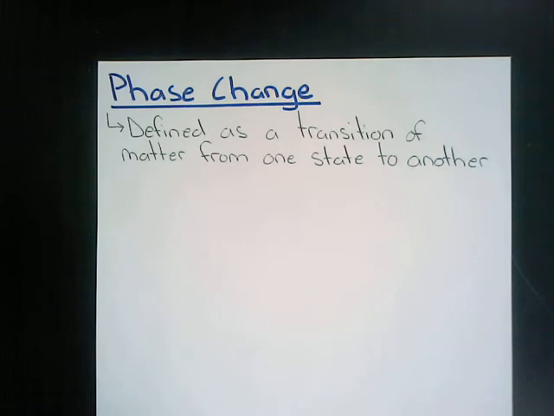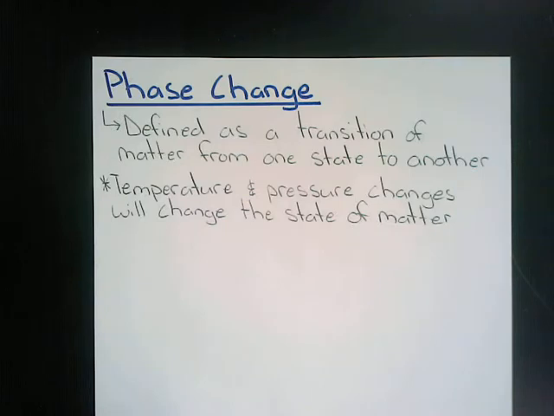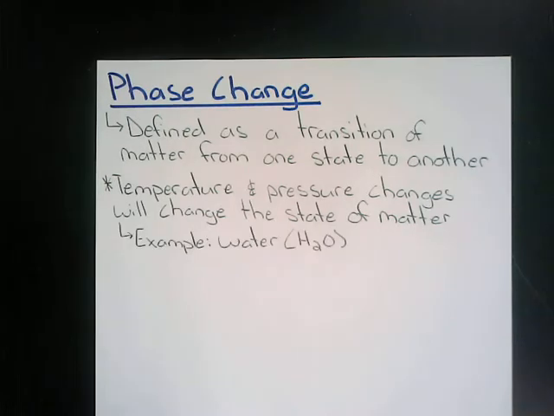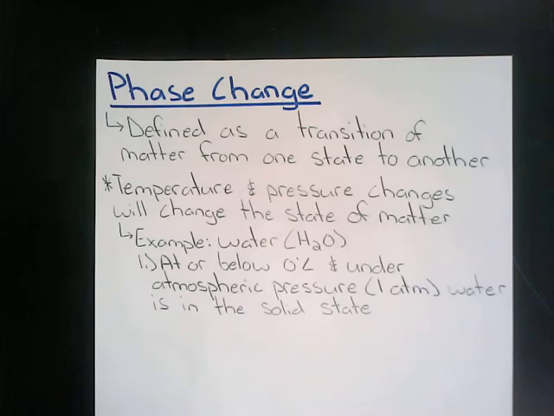Now, what we have to keep in mind with phase change is that the temperature and pressure changes will change the state of matter. And so, again, another great example of this is water, H2O. So the first thing here is that if we are at or below 0 degrees Celsius and under atmospheric pressure, which is 1 atmosphere, the water is going to be in the solid state. Now, this solid state of water is known commonly as ice.